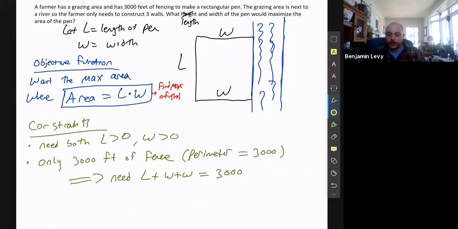In other words, L plus 2W equals 3,000. And so this is like the constraint equation, you could call it. It's how we relate L and W. That's a W. Let me rewrite that so it's a little bit better looking. That's a W. And it's how we can take one of the variables out and replace it with the other one. Let me pause here and see if that looks okay.